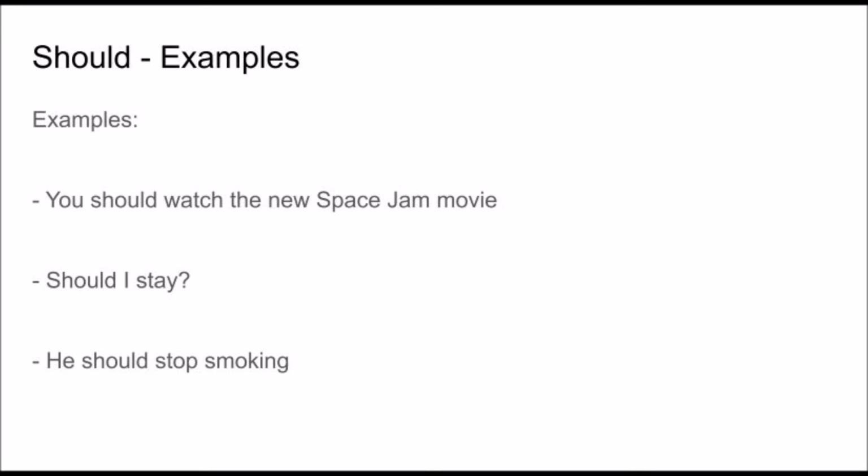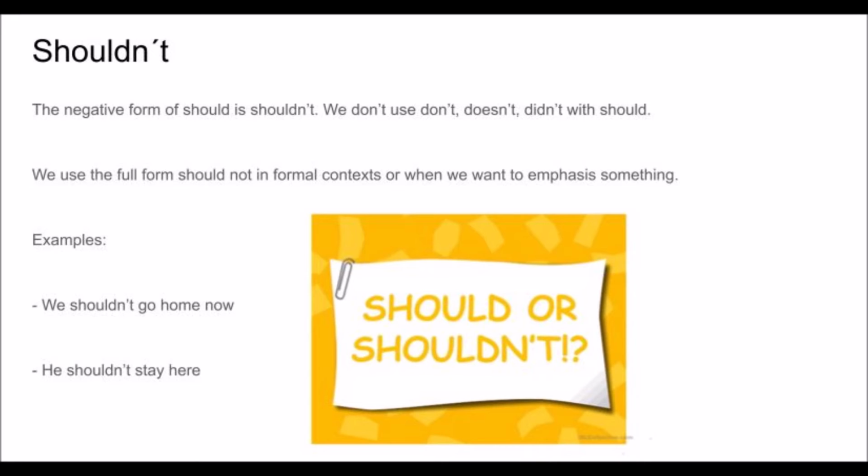And the negative form of should is shouldn't. And we don't use don't, doesn't, and didn't with should. We use the full form should not in formal contexts or when we want to emphasize something. And here's some examples. We shouldn't go home now, and he shouldn't stay here.